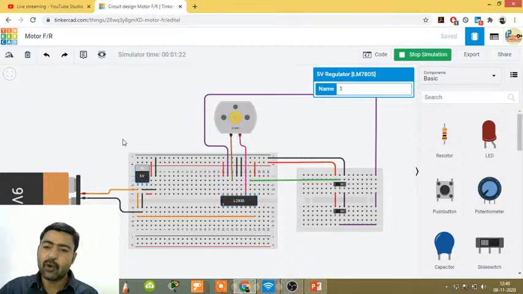We have used this. Now we'll move to one IC, the L293D IC.